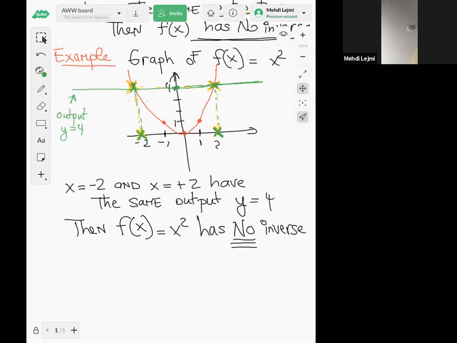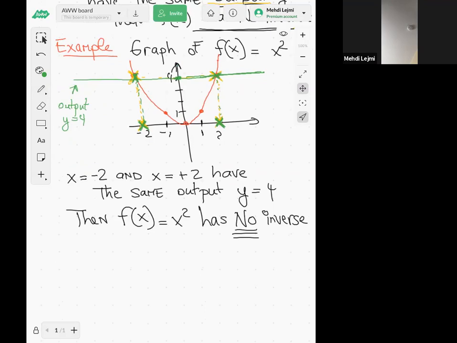So the horizontal line test says the following. If you have a horizontal line which intersects the graph at more than 1 point, then the function f has no inverse. So that's what we call the horizontal line test.